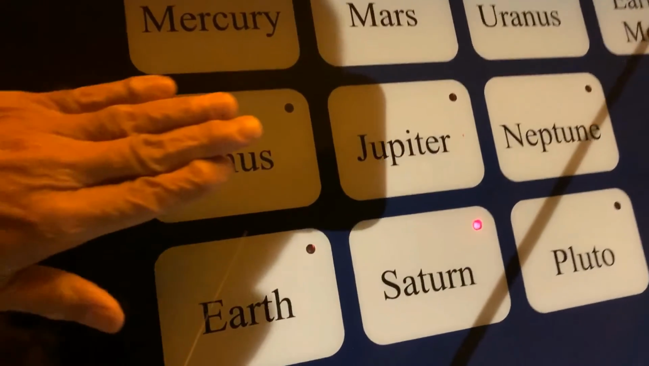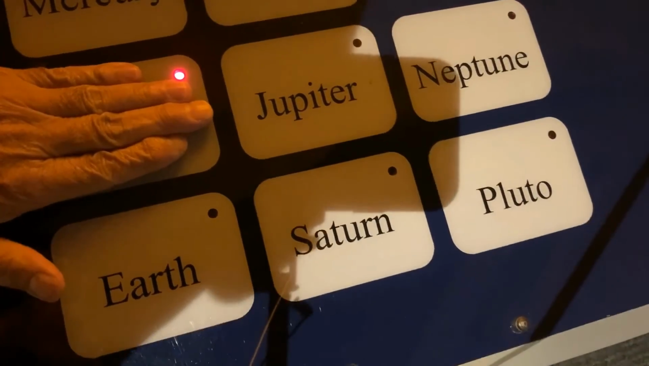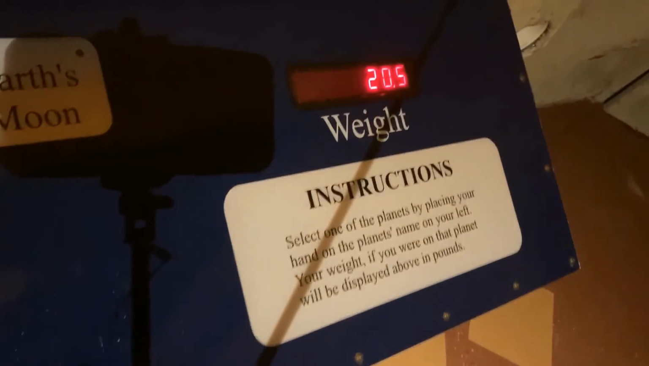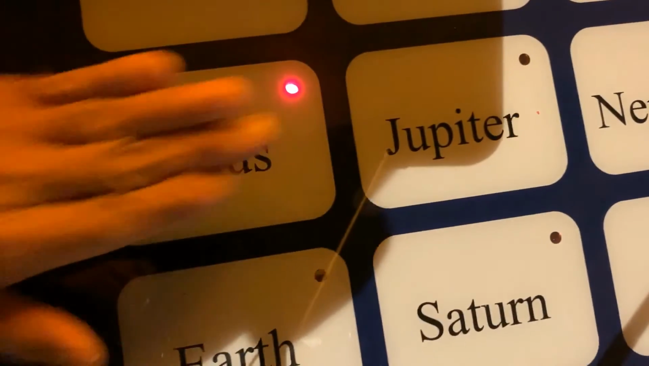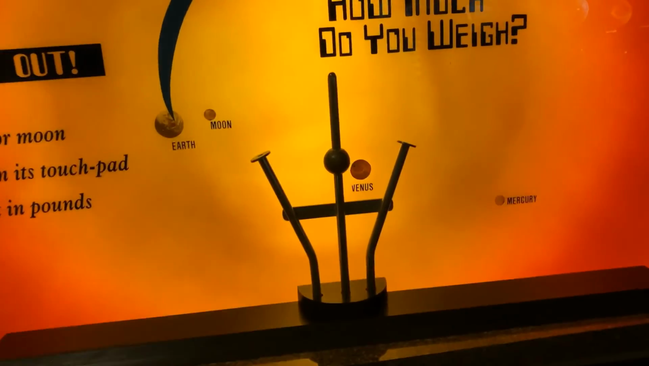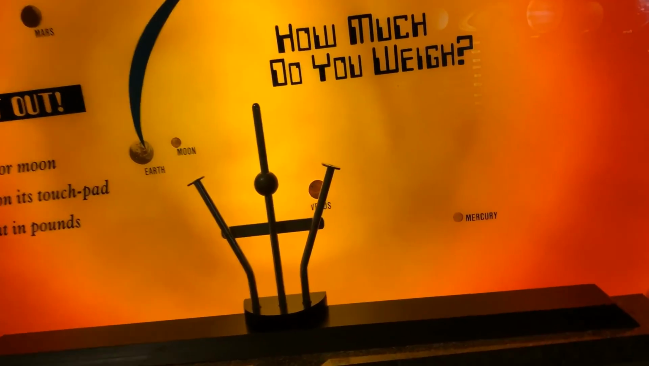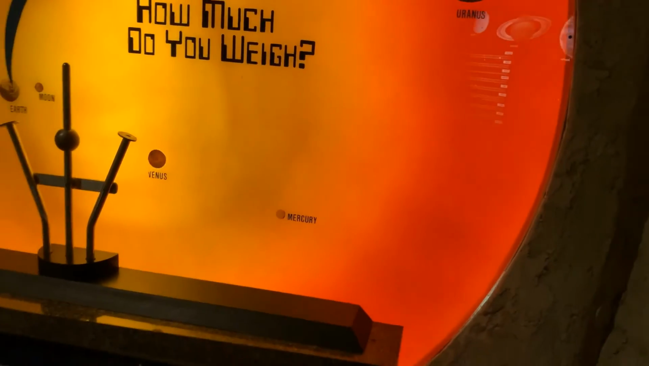It's Venus. 20.5 pounds is Venus. So did that support or not support your hypothesis as far as it being much more in weight, not much less in weight, or about the same? Or a lot more or a lot less?